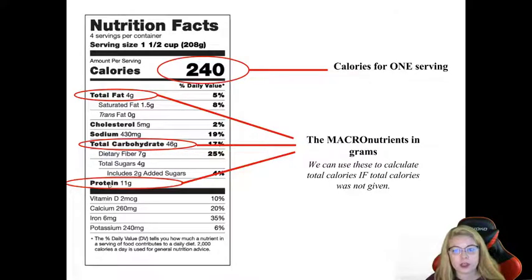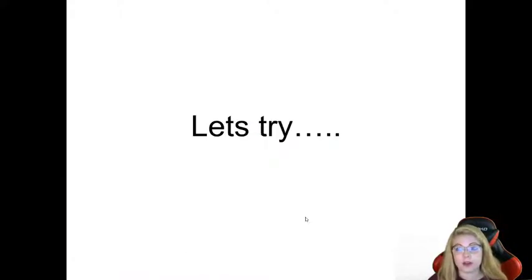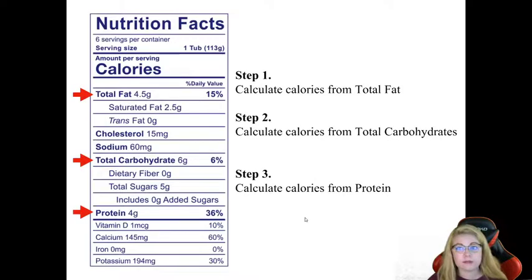And in a future video, we will talk about why there's some other stuff underneath some of these categories, because there are some other factors that go into the total. But for right now and for today's video lesson, we're just going to focus on the three main categories. All right, and so we're going to use these three numbers to calculate the total calories as if the total calories were not given. All right, so let's try one right here.